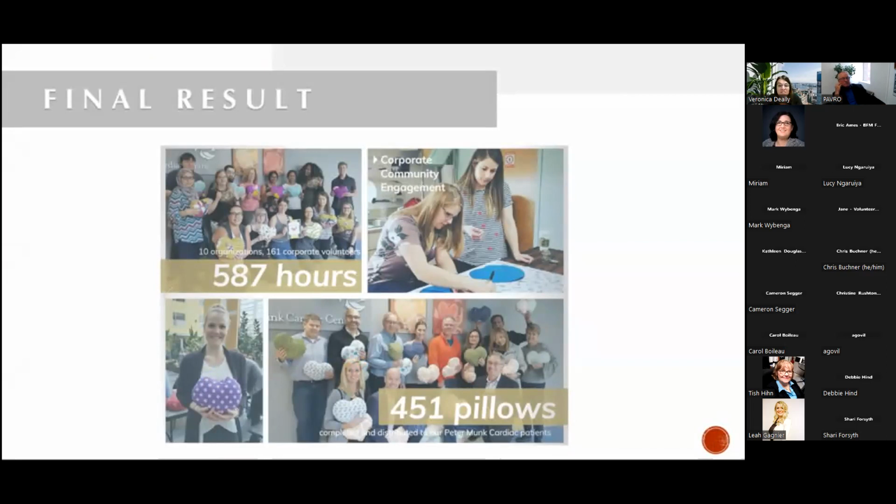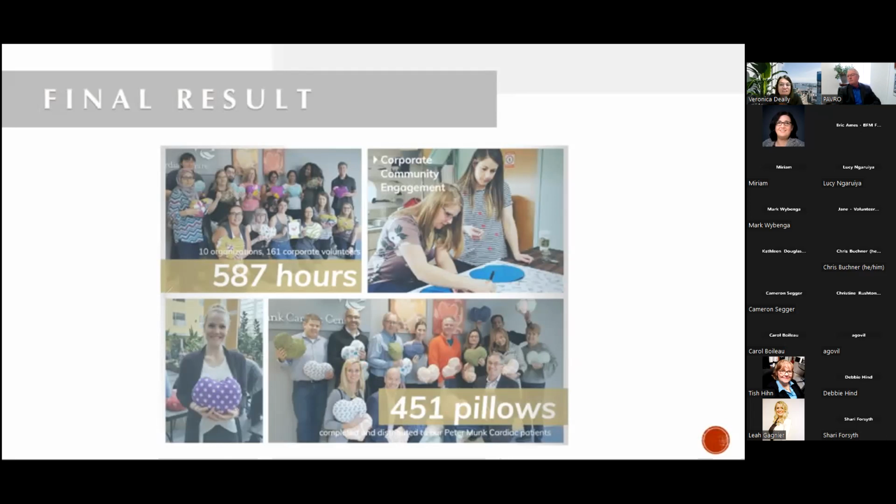How many organizations came through, how many volunteers we had, how many hours the workshops ran, and how many pillows they made. So that's also 451 patients who received these pillows. Even though we wrote that we made 451 pillows, what we could have even written there was 451 patients who received these pillows to aid in their recovery.